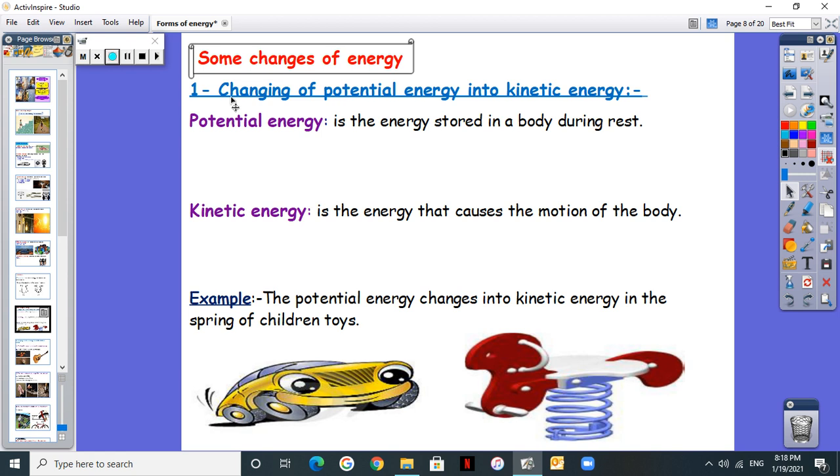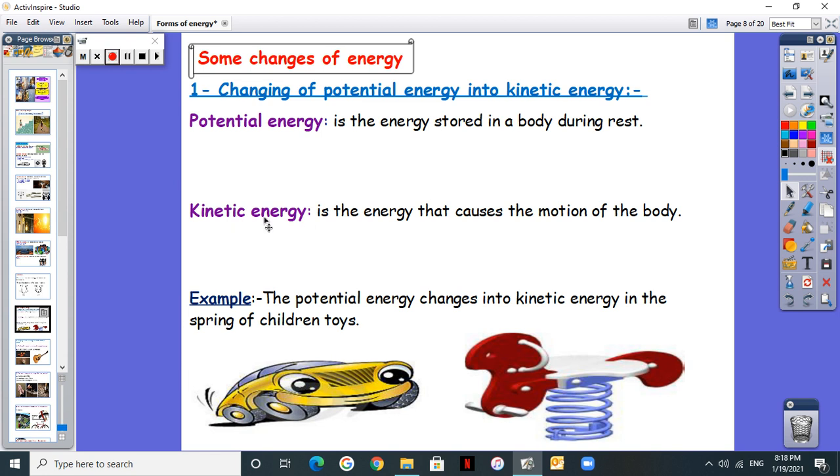Number one, changing of potential energy into kinetic energy. At first, we should remember the meaning of potential energy. What is the meaning of potential energy? It is the energy stored in a body during rest. When any body rests or doesn't do any work, inside it has potential energy.